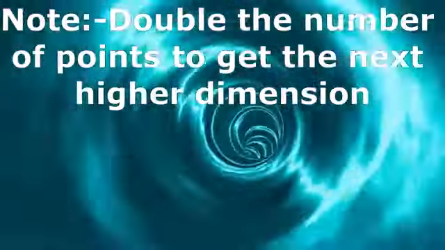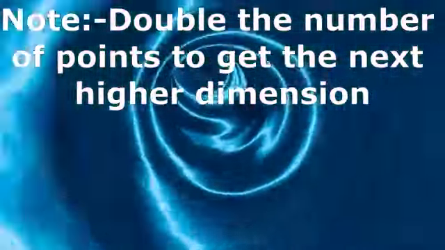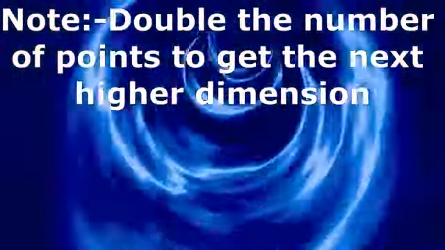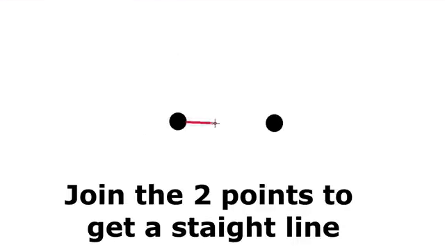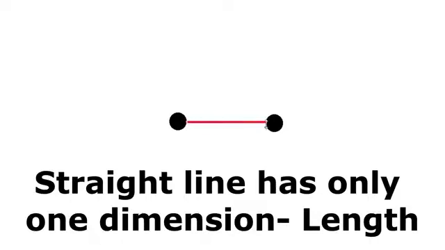To get the next higher dimension, all we need to do is to double the number of points. Therefore, by doubling the number of points, we now have 2 points, and this is the geometrical representation of the first dimension. By joining these 2 points, we get a straight line, which is nothing but a one-dimensional object having only one dimension of length.